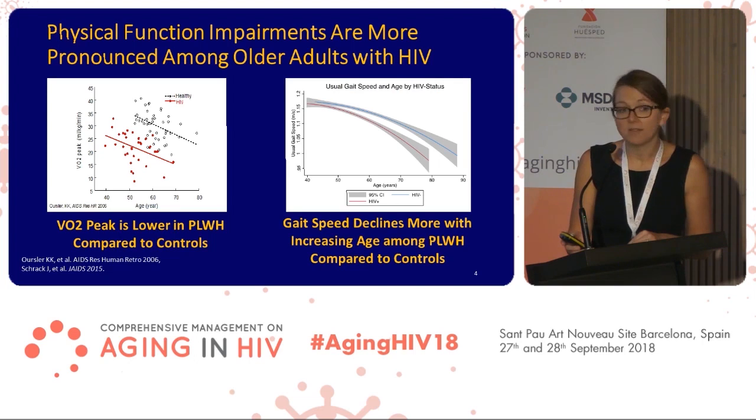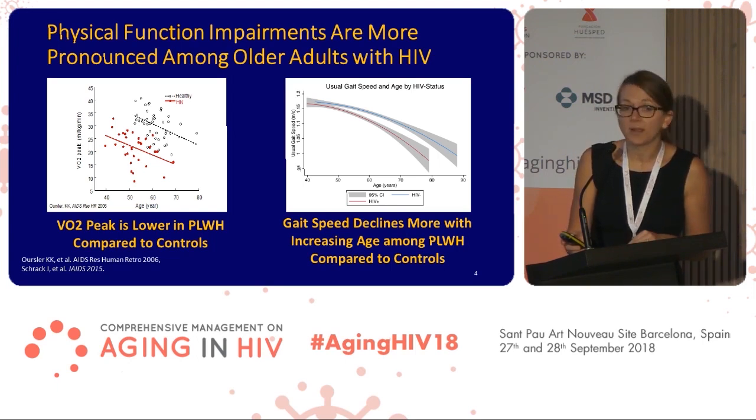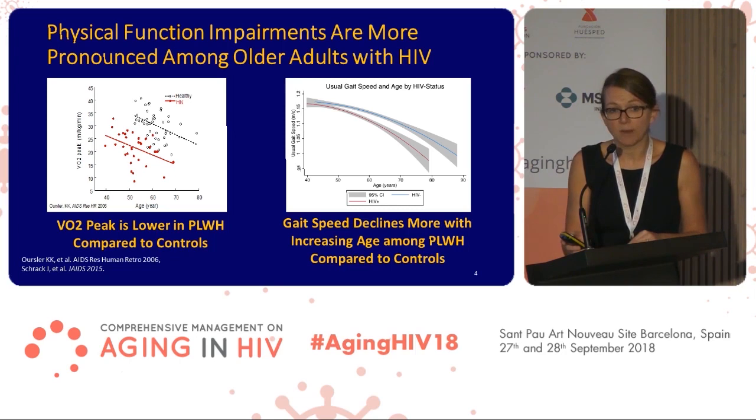And similarly, we found in the Multicenter AIDS Cohort Study that men aging with HIV have a faster decline in gait speed with age that seems to separate at about age 50, as shown in the red line, compared to the uninfected control shown in the blue line.